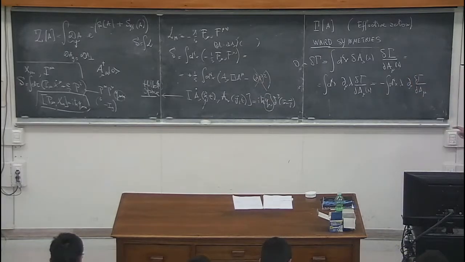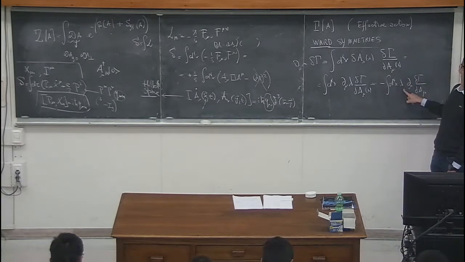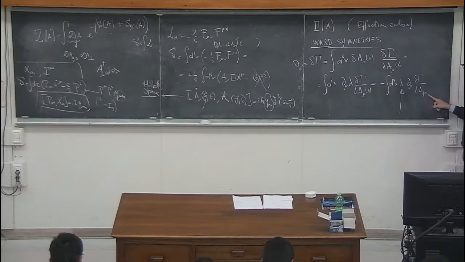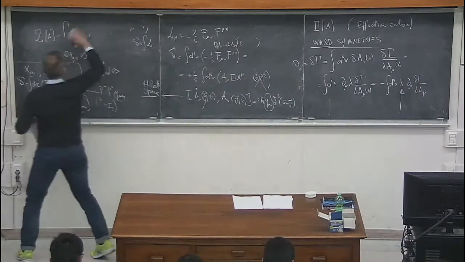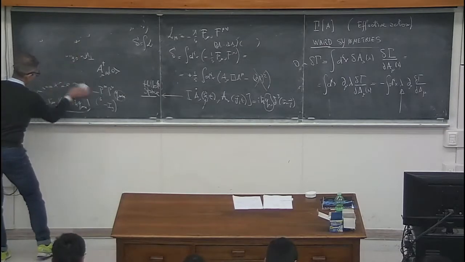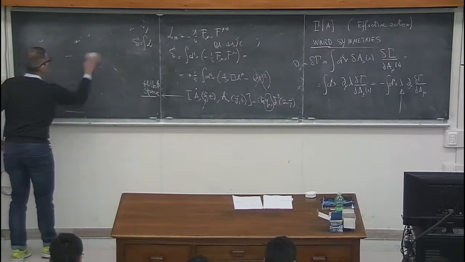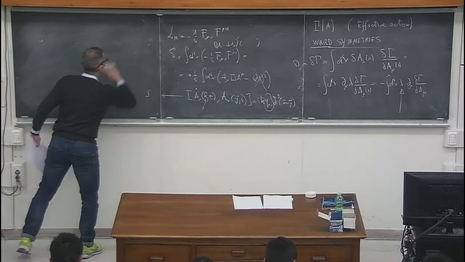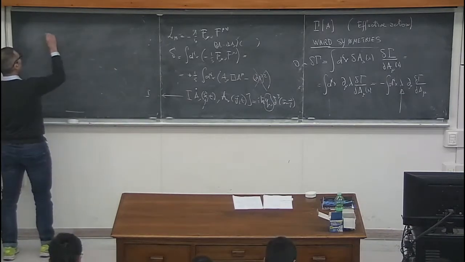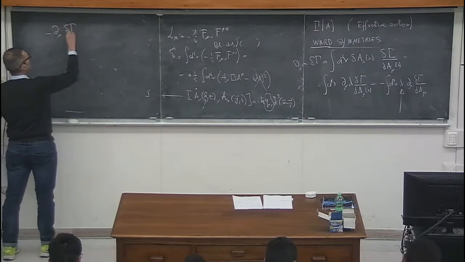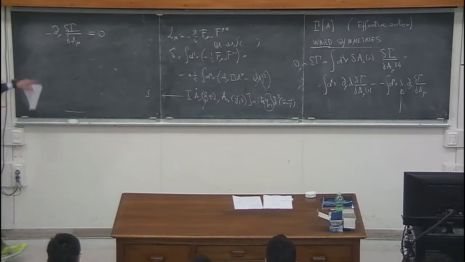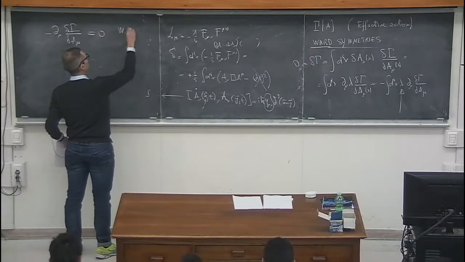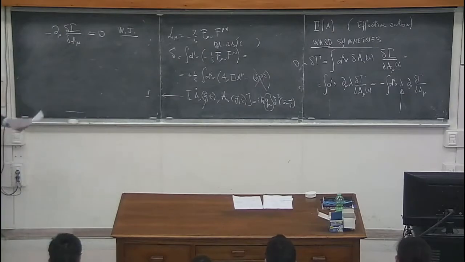okay? And of course, this equation must be true for any gauge parameter, okay? This equation must be true for any gauge parameter. So this means that this equation must be valid also locally. Locally means what? Means that I need an equation which is ∂_μ δΓ/δA_μ, okay, must be equal to 0, okay. Those are the Ward identities just for free Maxwell, okay.